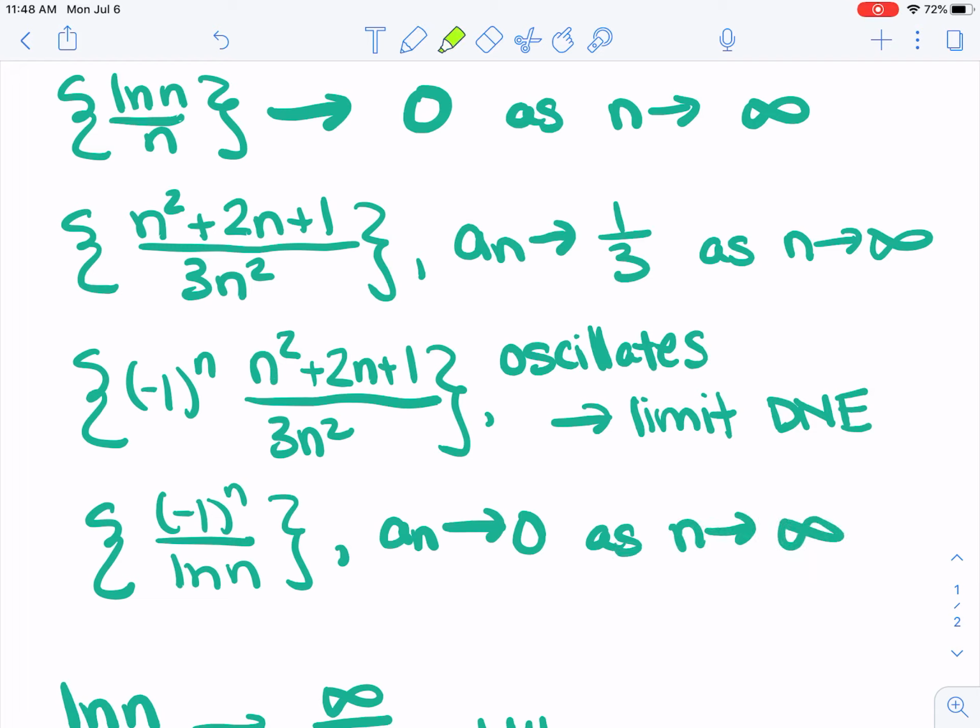So don't think that just because you're changing sign, the limit can't exist. It just depends on what's going on. Are we changing sign and staying away from 0, or are we changing sign and getting close to 0?